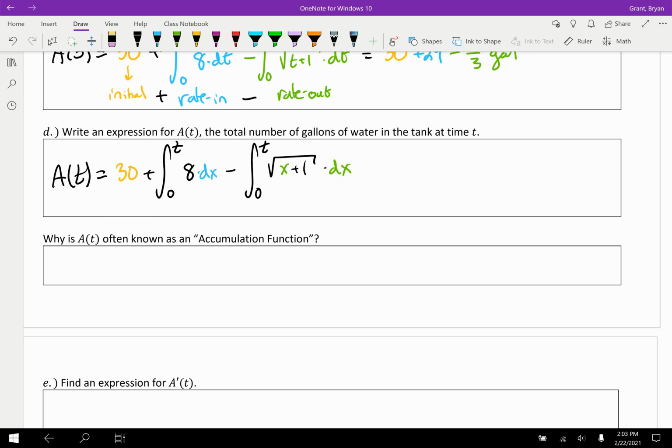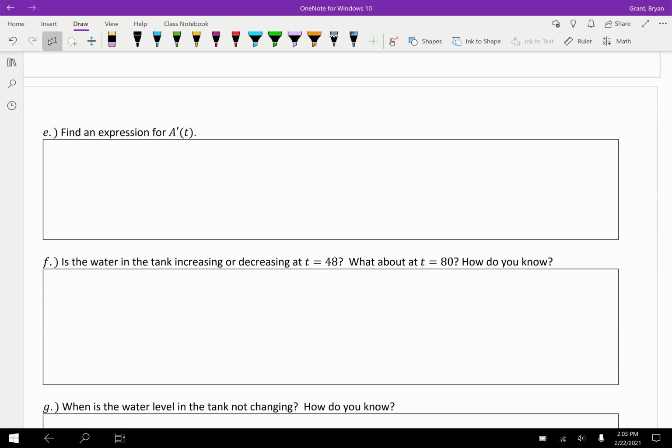Our next page over here asks us to find an expression for A prime of t. A prime of t is, of course, going to be based off of A of t. Not too much of a shocker. So you might want to rewrite that A of t if it helps you out. I'll do the same thing, I think. So we had A of t equals, sorry, I forgot the beginning, 30 plus the integral from 0 to t of 8 dx minus the integral from 0 to t of the square root of x plus 1 dx.